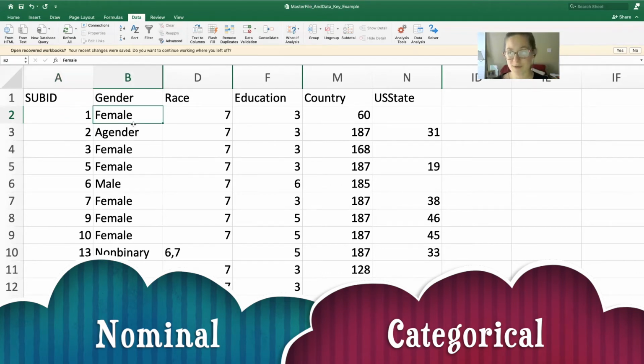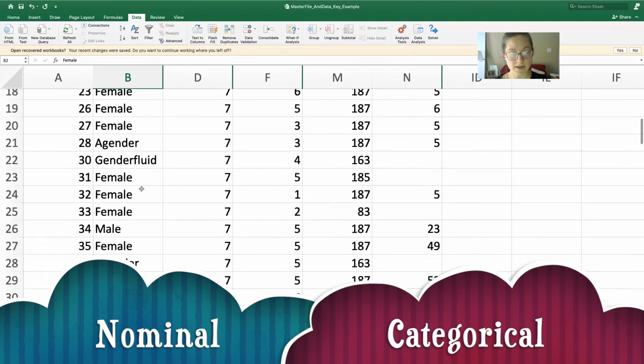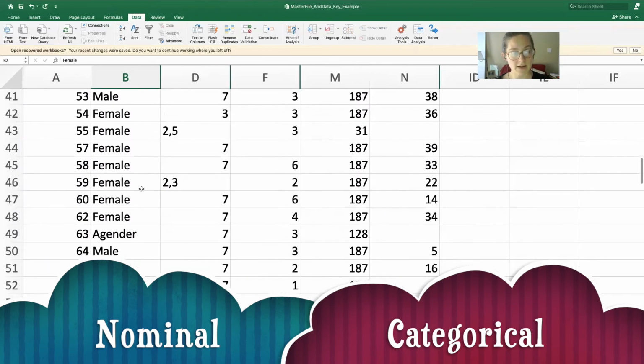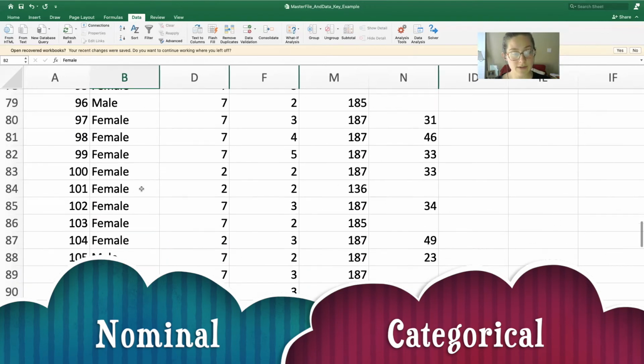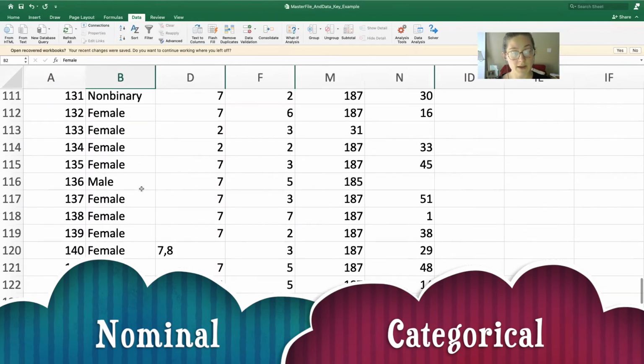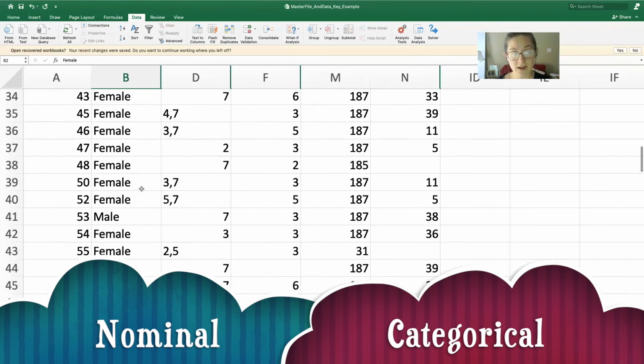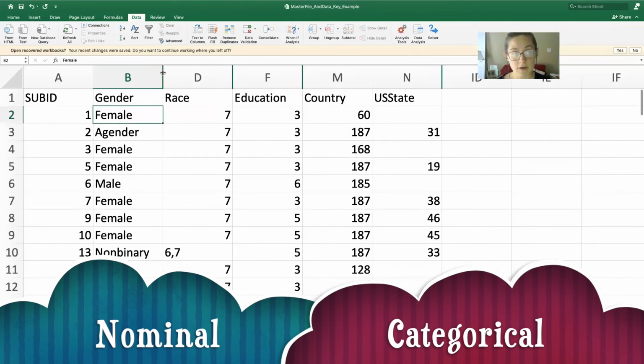Another type of nominal measurement here is the way I measured gender. Now, I left this one as an open-ended item, and so people typed in their identities themselves instead of me giving them a list to choose from. So that's why these are not in a number form. But me as the researcher, I could assign this a number too if I wanted to.